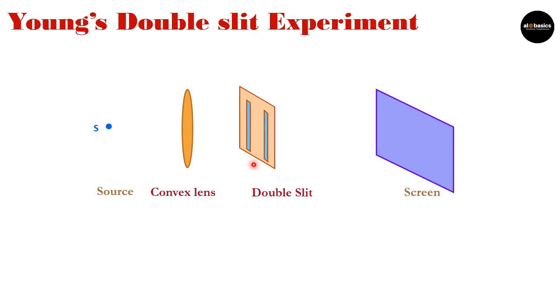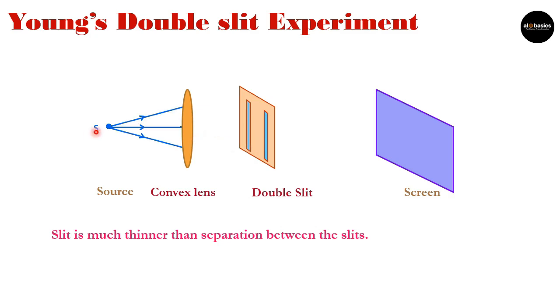This opaque sheet which we are using, on which there are two slits, these two slits are very narrow, about 2 to 4 millimeters in width, and the separation between them is comparatively larger than the slit width. From this source, we get rays of light which are coming radially outward, or the wavefront which is coming on this lens.